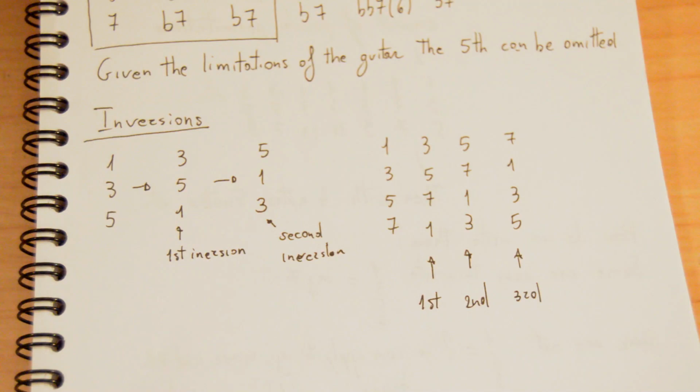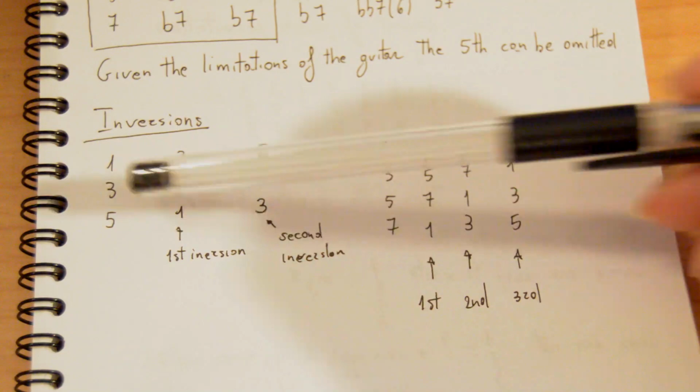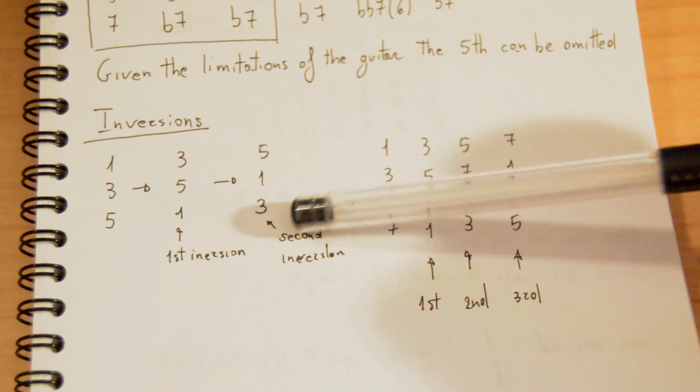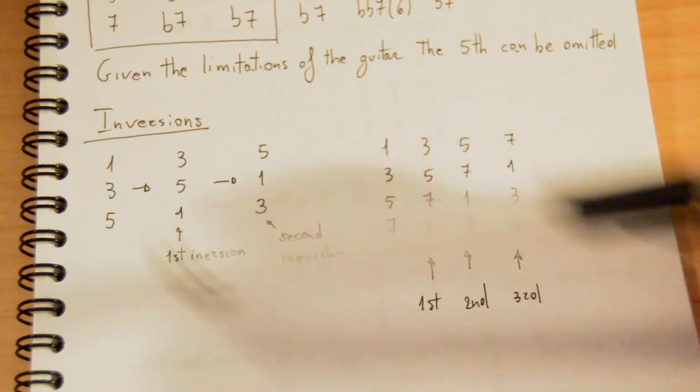Well, an inversion is simply the sequencing of how the chord is spelled on the guitar. So if we have a position that literally spells 1-3-5, we can invert it to 3-5-1, that would be the first inversion, or 5-1-3. Once you see it on the guitar, it's actually very intuitive. And the theory around inversions becomes very interesting and very practical.